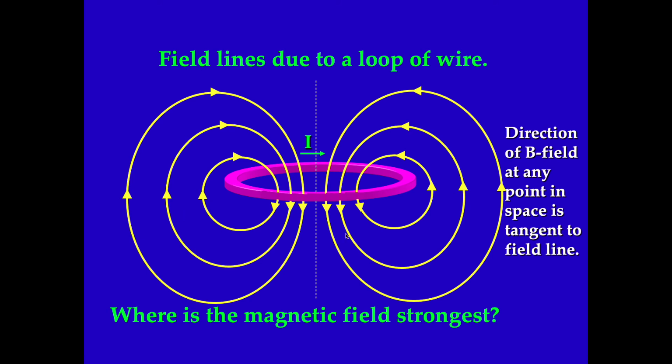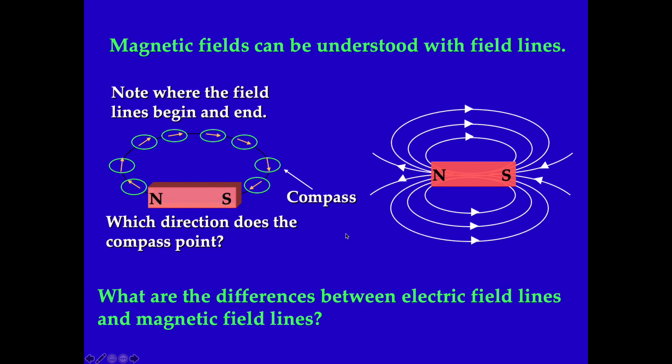But the field lines go through those magnets. Oh, I see. I don't know if you can see it on the right. Yeah, I can. Okay, that answers my question. Thank you. Yeah, they all form closed loops. That's the big difference between the electric field lines and magnetic field lines. That's the main difference.